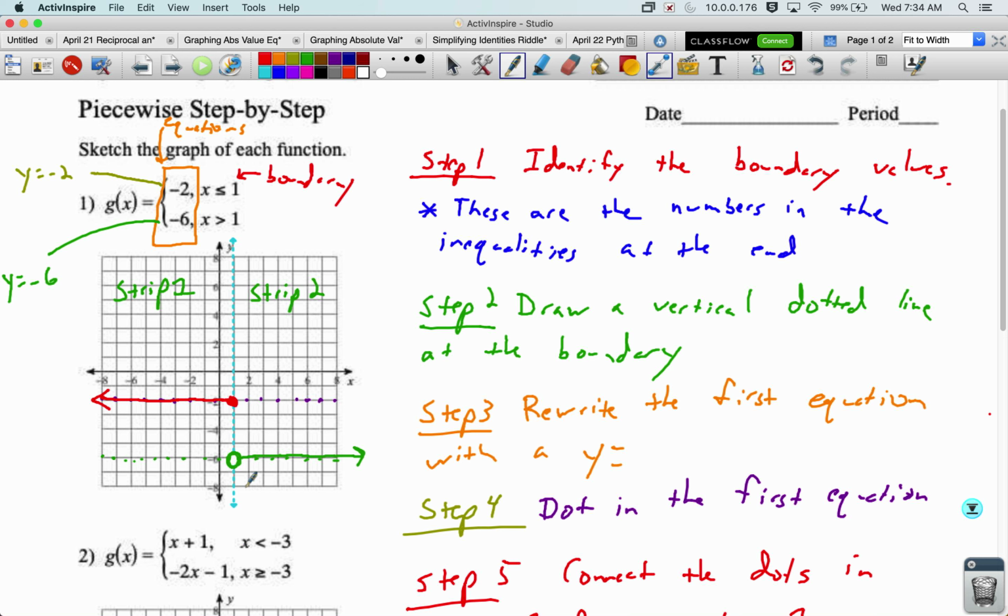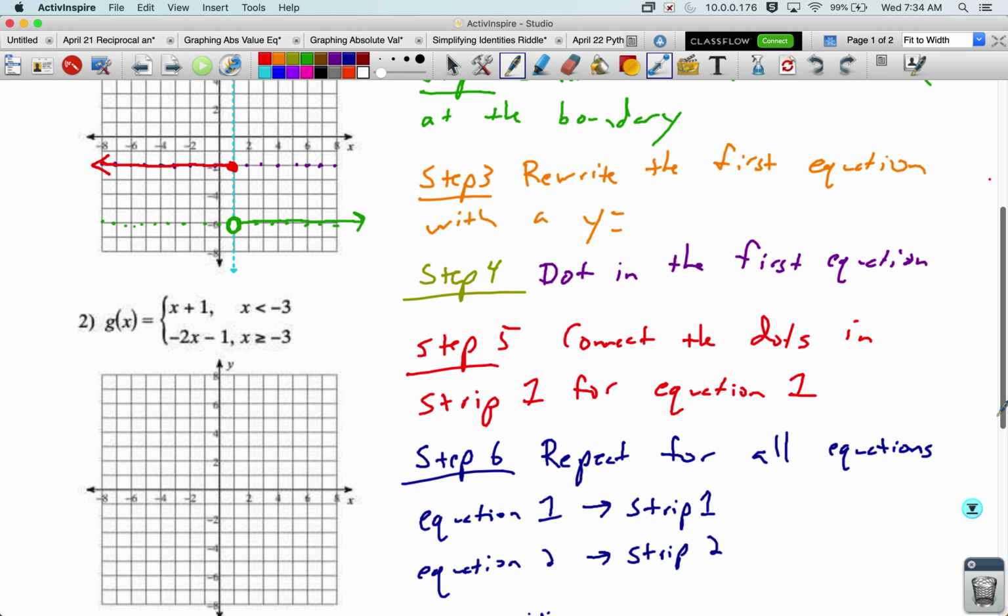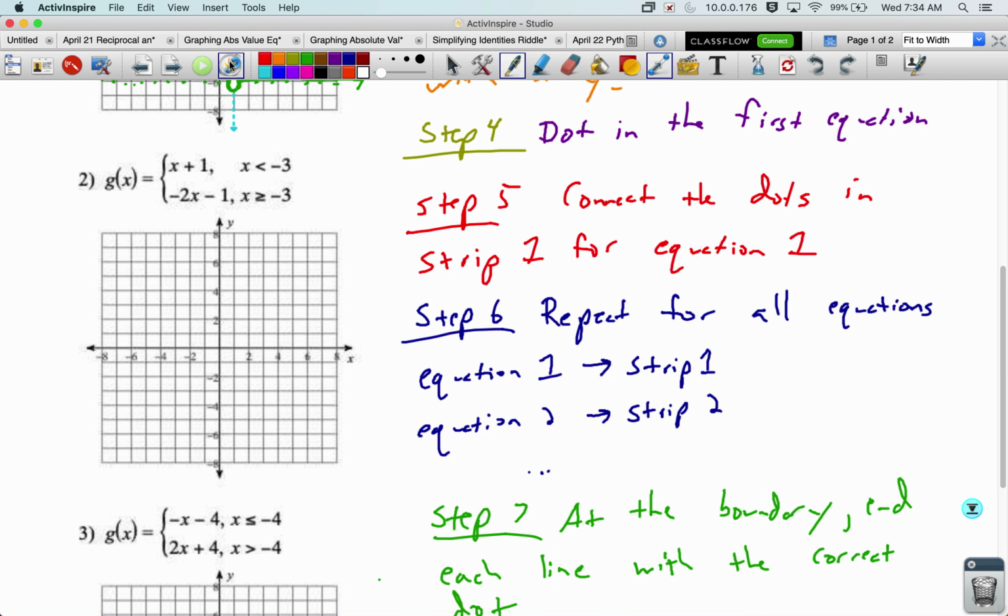And this will always happen. You always have a closed dot either above or below an open dot. You'll never have two open or two closed dots on the same boundary. Okay, and that's all our steps. Let's try it with problem number 2.